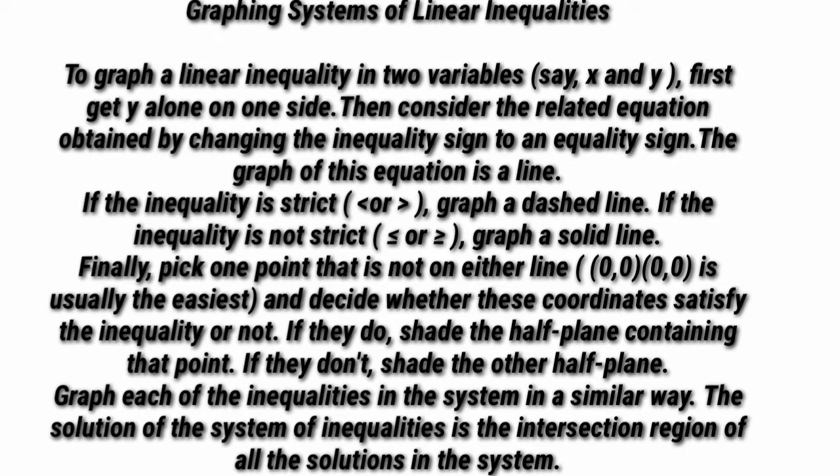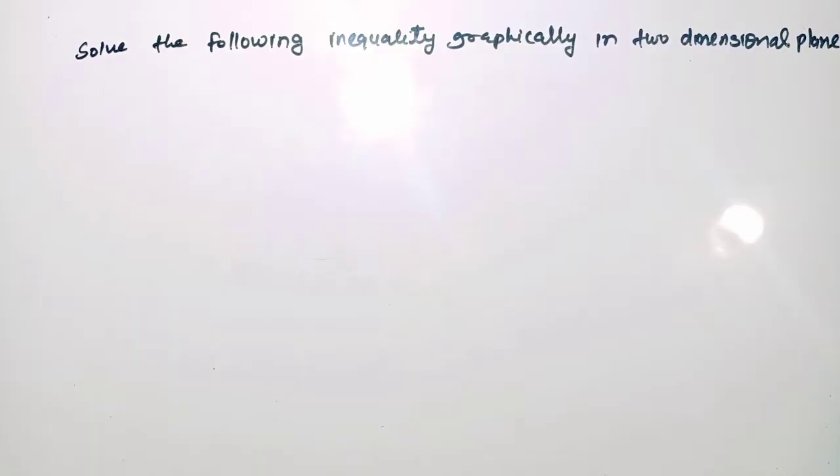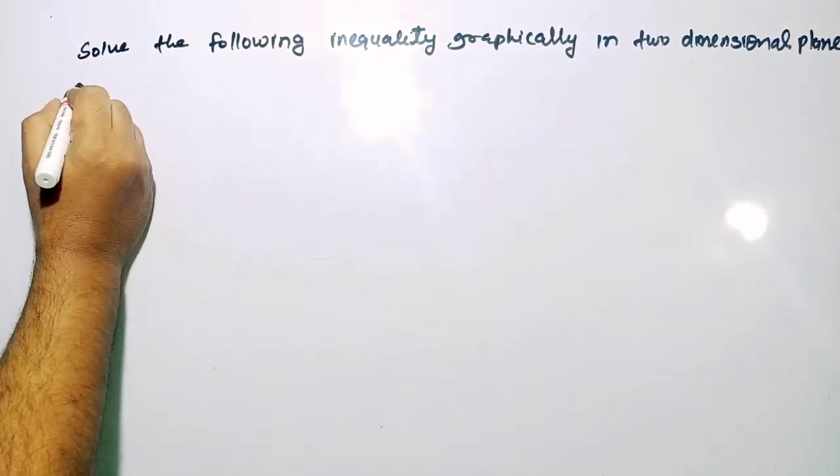Similarly, we can represent all the equations on the graph. The solution of the system of inequalities is the intersection region of all the solutions in the system. So whatever points are included inside the graph, means inside the shaded region, those are solutions of the given equations. Is it clear? The solution of the system of inequality is the intersection region of all the solutions in the system. So let us see the question over here.